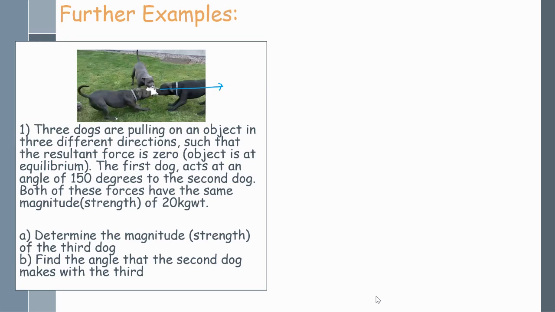Here are our examples. We have 3 dogs that are pulling on an object in 3 different directions. I'm going to draw these dogs as vectors, all of them pulling the object in their own unique direction. They do this such that the resultant force on the object is 0. This means our object is at equilibrium, or that we can use a triangle of forces here. The first piece of information we have is that the first dog acts at an angle of 150 degrees to the second dog. Let's draw this in.